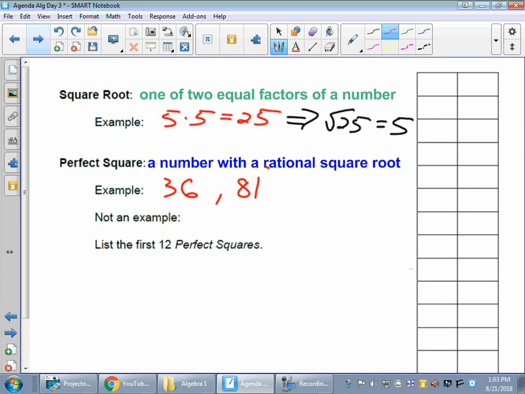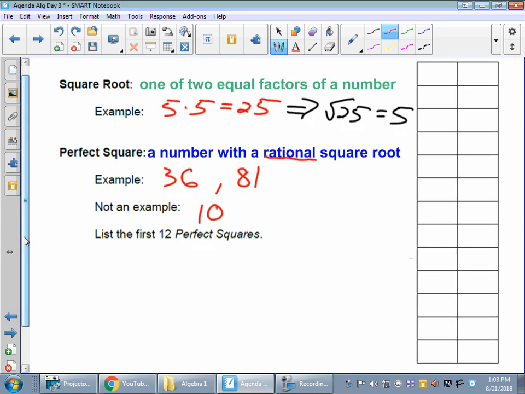It's rational. And then let's go with a non-example. A non-example would be, say, the number 10, because if you took the square root of 10, you would get a decimal that never ends. And so that would not be an example of a perfect square. So let's go ahead and list the next step: list the first 12 perfect squares.